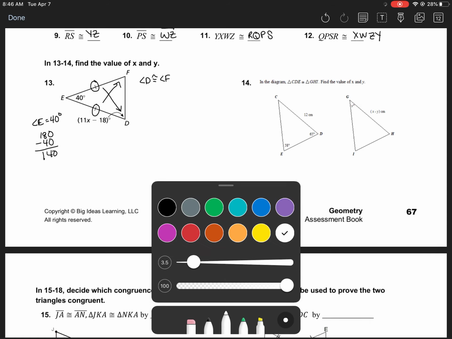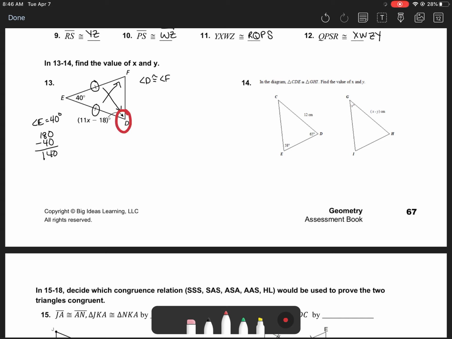And I know that that amount, 140 degrees, has to be split into two angles that are both the same. So two angles, D and F, both measure the same. So 140 divided by those two angles gives me 70. So each angle should measure 70 degrees. Angle D should measure 70, angle F should measure 70.